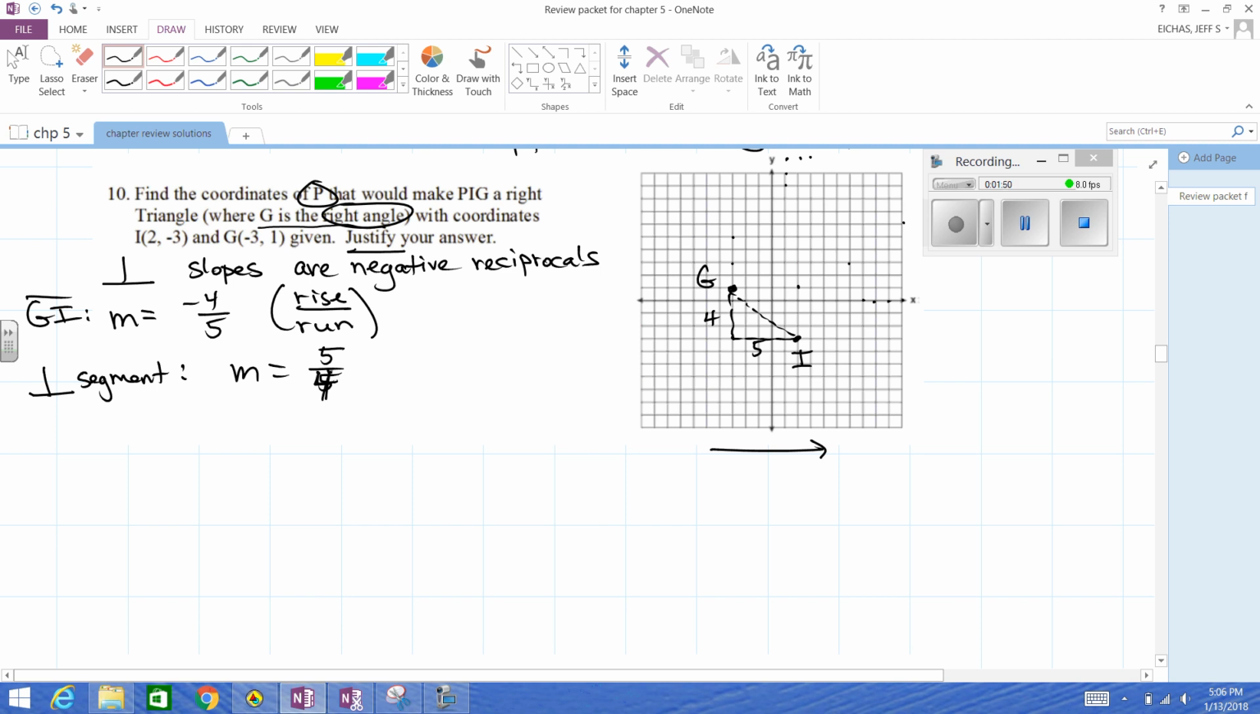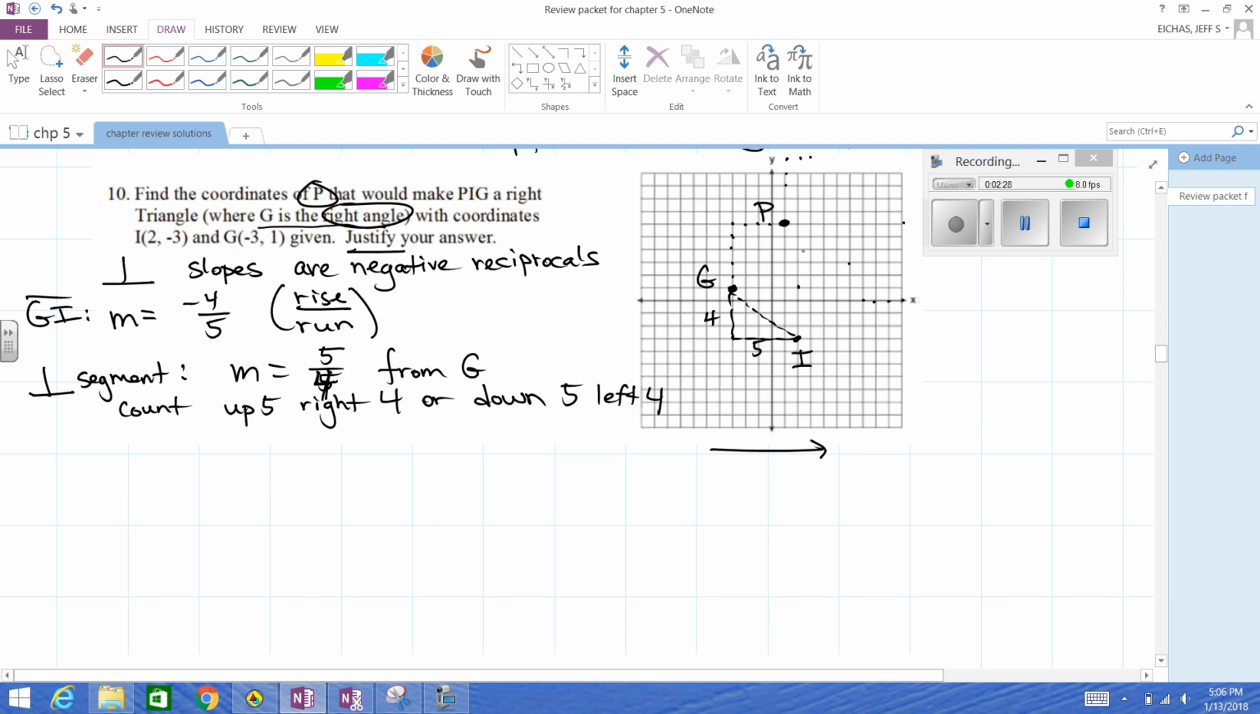Positive 5/4. So what we could do is from G, either count up 5, right 4, or down 5, left 4. Whatever you want to do. So there's a few locations that'll work. There's enough room for me to go up 5, right 4. This could be one of the locations that we could find, P.